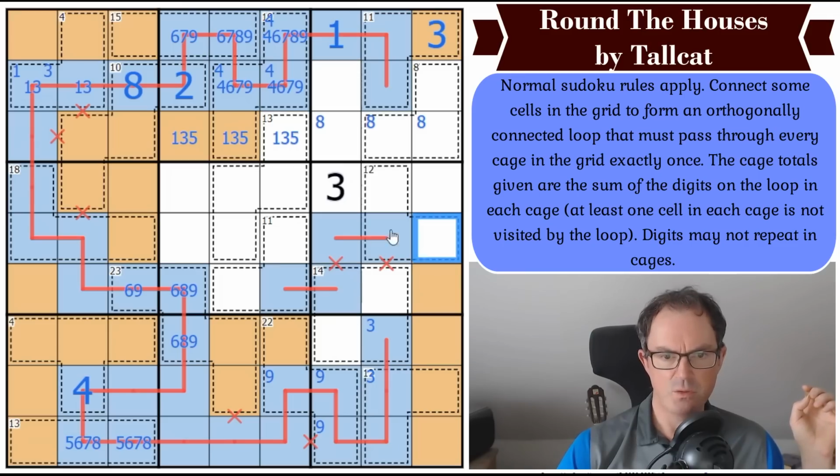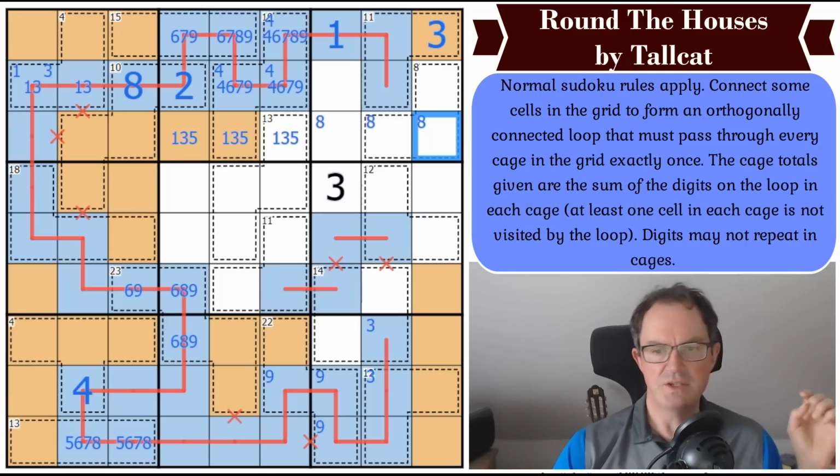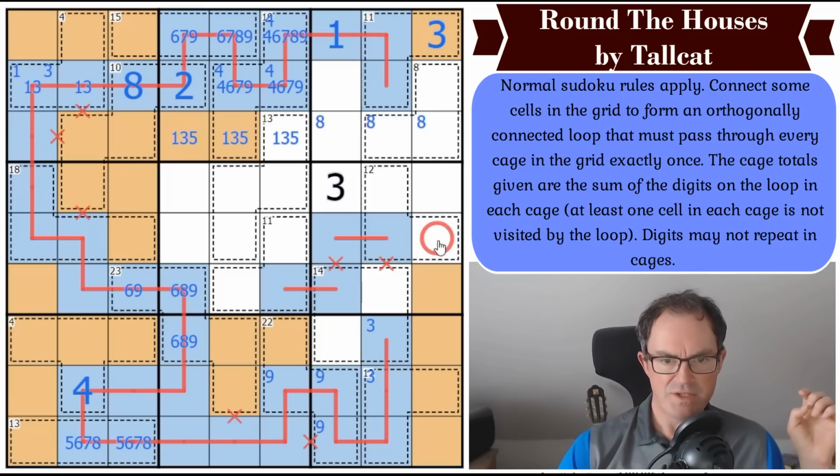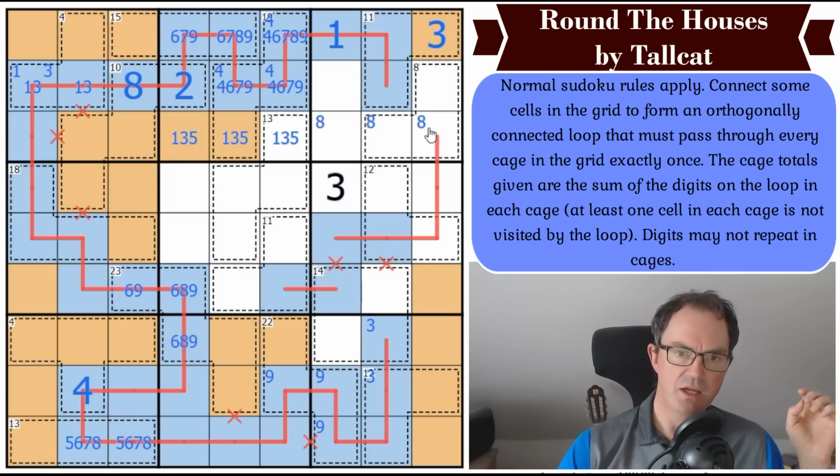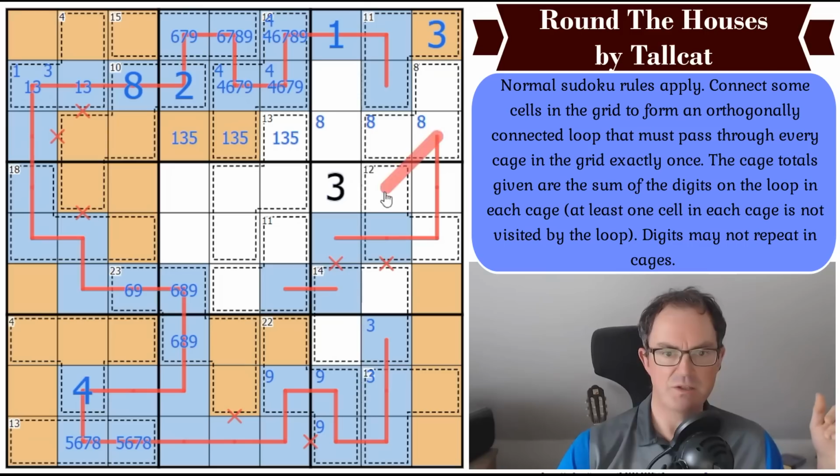So if this is a corner, then we go into the 8 cage. Yeah, we go in... That's interesting. So if this is on the loop, we go into the 8 cage in a place where the 8 cage would have to be a 2-6 pair, because we can't just go into the 8 cage and then get out of it straight away, because we're not allowed to do things like this. We'd have to take another cell. So that would make this cell an 8.